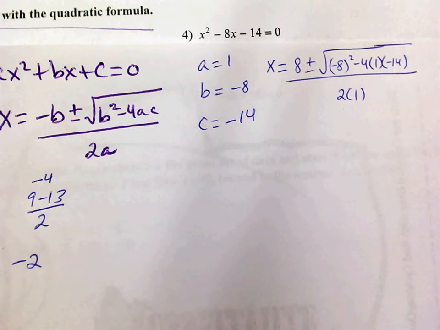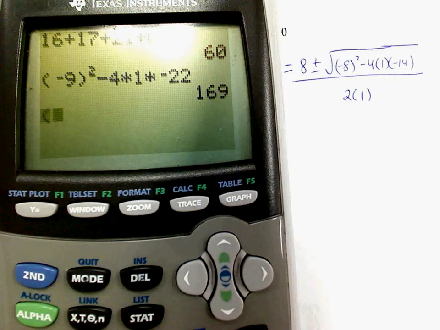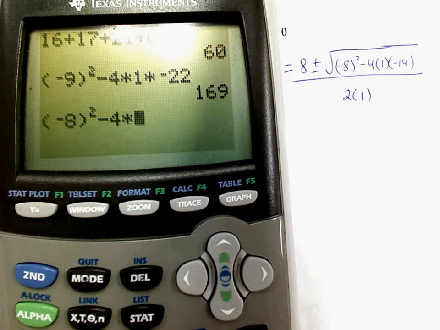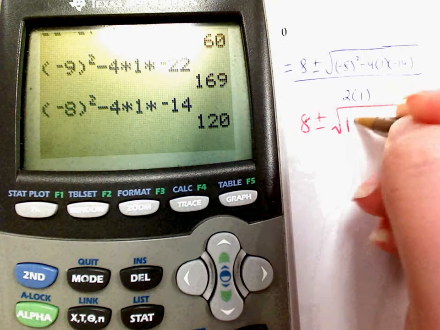Okay, what are you going to do at this point, guys? Type in the center? Okay, so I'm going to type in negative 8 squared minus 4 times 1 times negative 14, and I get 120. 8 plus or minus the square root of 120 divided by 2.